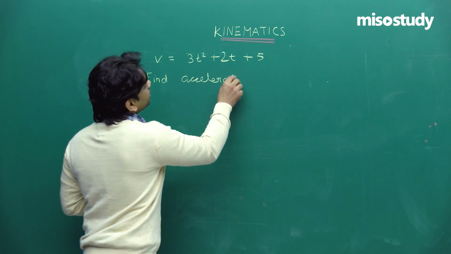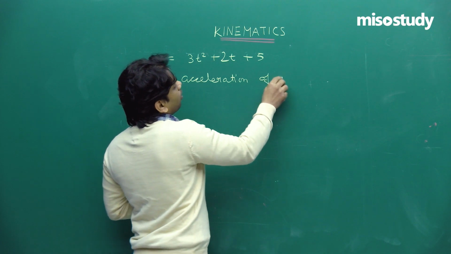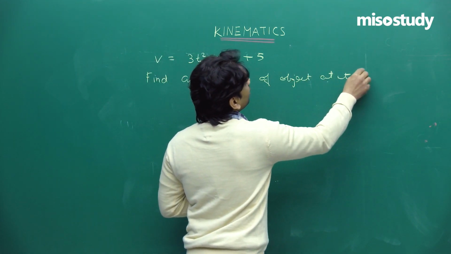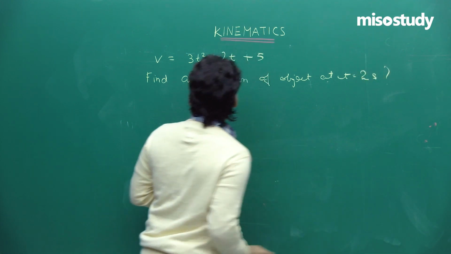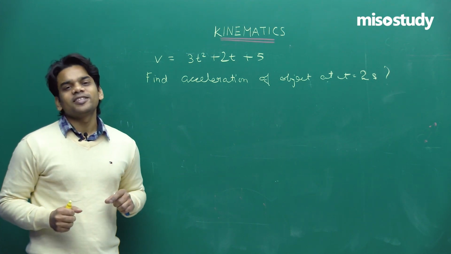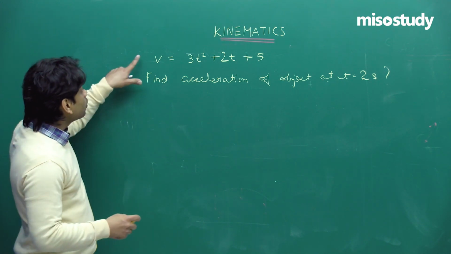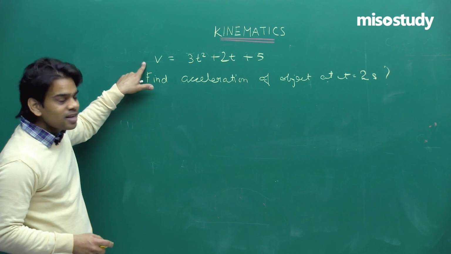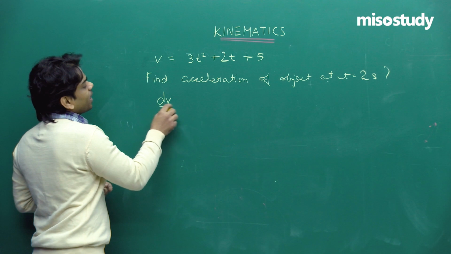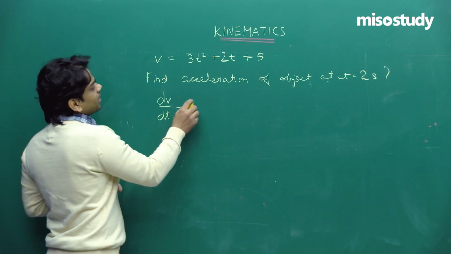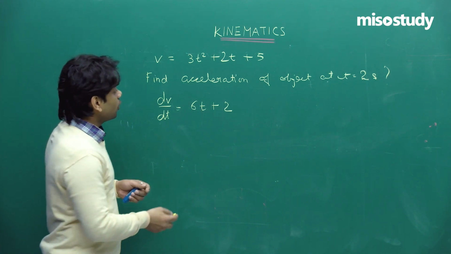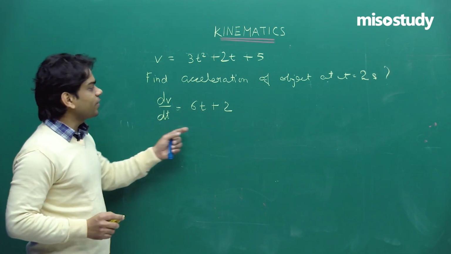So find the acceleration of the object at t equals 2 seconds. This is what we are interested to evaluate. Now what we need to do? We have to find the instantaneous acceleration at time t equals 2 seconds. So just take this equation and differentiate velocity with respect to time. See what we are going to get. dv by dt will be given as 6t plus 2, and the differentiation of a constant is 0. So this is the value of acceleration.